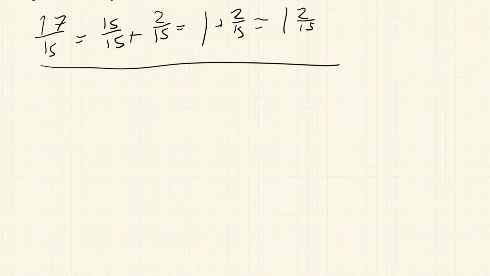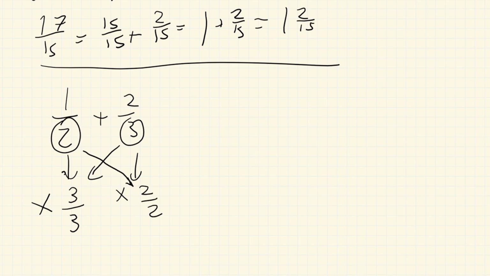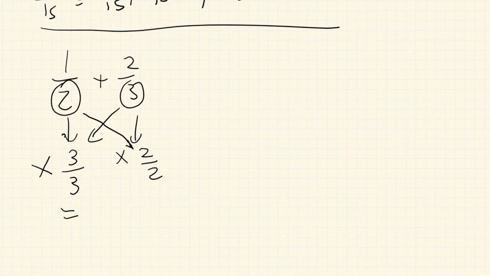So the rule is you have your first number and your second number. So you times your first number by the second bottom number over itself, and then you times this second bit here by the bottom of the first one, divided by itself, because that's effectively timesing by 1, which means you get the same number, and then you add those two together because you'll end up with the same bottom number.